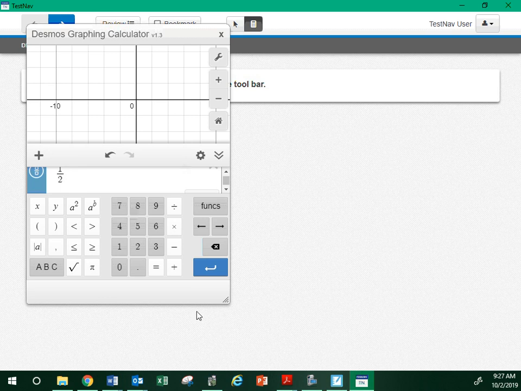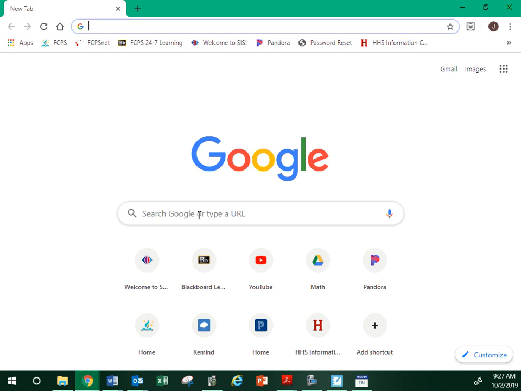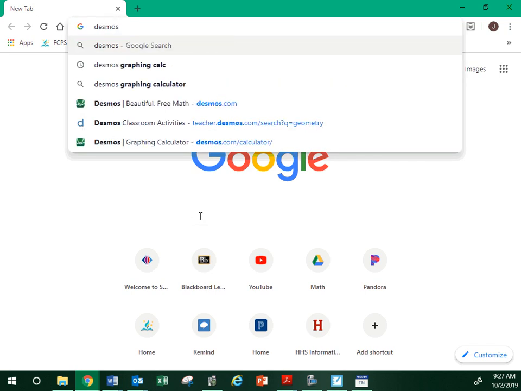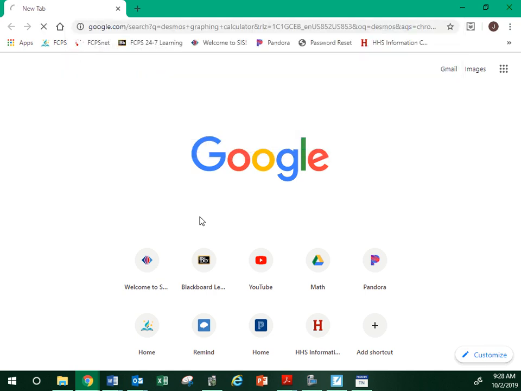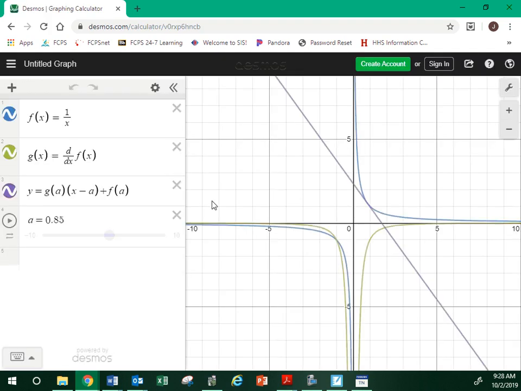Let's say you're not using your laptop. You're at home and you want to use Desmos. You can just Google search Desmos graphing calculator. It's available on the App Store, and probably on Google Play. So again, Desmos graphing calculator. In Google, it's a similar thing. This is something crazy I've graphed, you can ignore that.